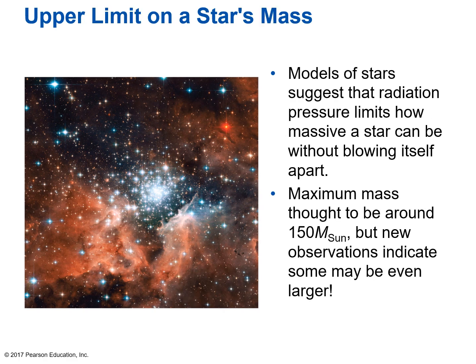As we think about the upper limit on a star's mass, computer models of stars suggest that radiation pressure limits how massive a star can be without blowing itself apart. The maximum mass is thought to be around 150 solar masses, but new observations indicate some may be even larger. So this is what computer simulation shows, something around 150 solar masses, but there is a great uncertainty in that.